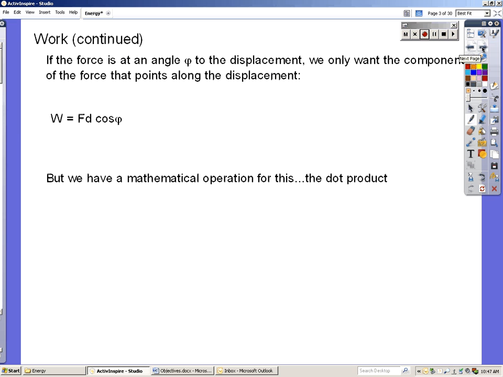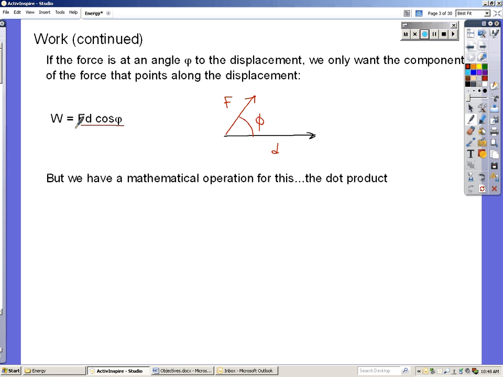But there's a catch. We assumed that the force was pointing the same direction as the displacement in that example. But we know that forces are not always in the direction of the displacement, and so we need to modify that to have an angle in it. And it turns out that if we have a displacement like that, and the force at some angle to it, we call that angle phi, the expression for work in this case is, okay, let's be consistent here, that's d, not delta x anymore, F d times the cosine of the angle between them.